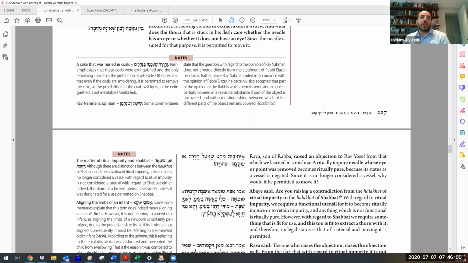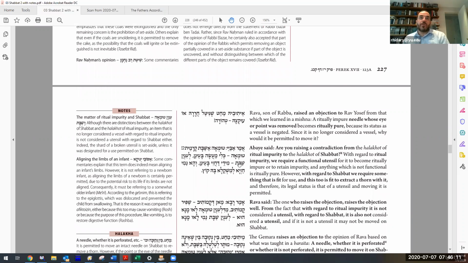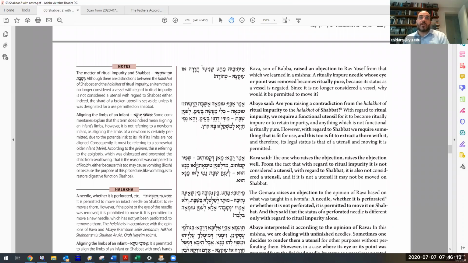If it's useful, then I kind of have in mind that if I get a thorn, then I'm going to use it. So therefore, there's no contradiction. We're talking about two different categories. That was Abaye's opinion. Rava, however, disagrees. Rava, man kamotiv, shapir kamotiv.